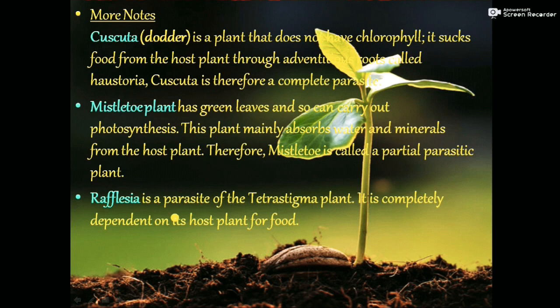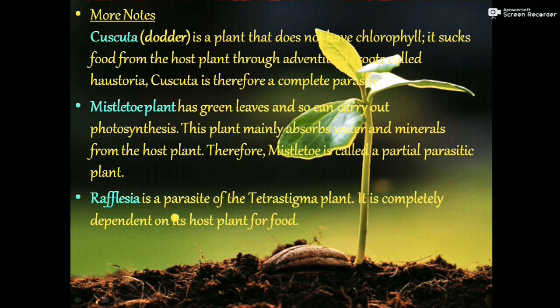In complete parasite, parasites are totally depend on the host cell for their nourishment or their food. They modify their root for absorption of nutrition from the host cell. The example of complete parasite are cuscuta and Rafflesia.